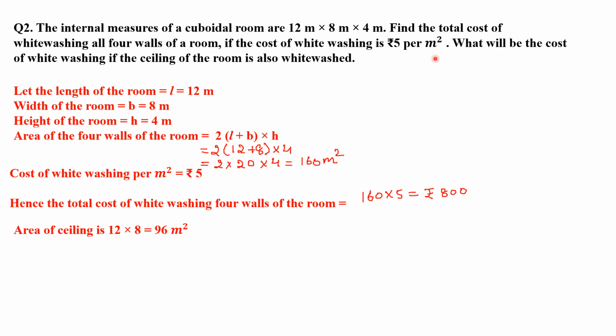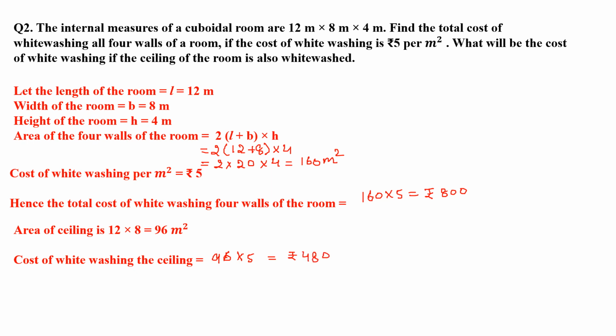We already know that for 1 meter square it is 5 rupees. So for 96 meter square you have to multiply 96 by 5, right? So from here you will get the cost of whitewashing the ceiling will be 480 rupees.